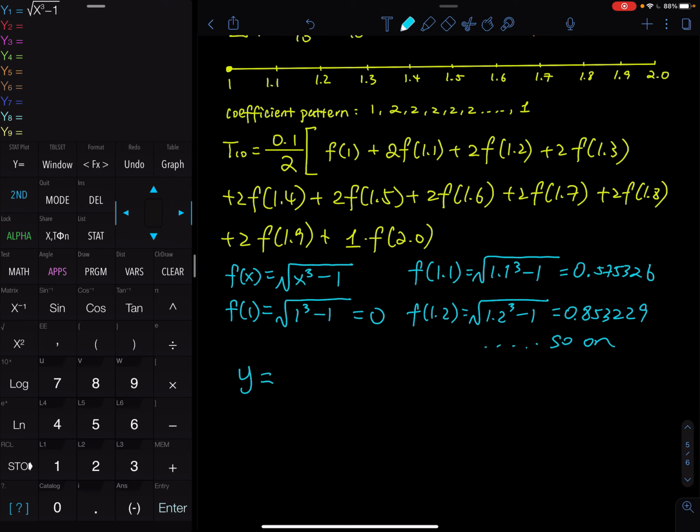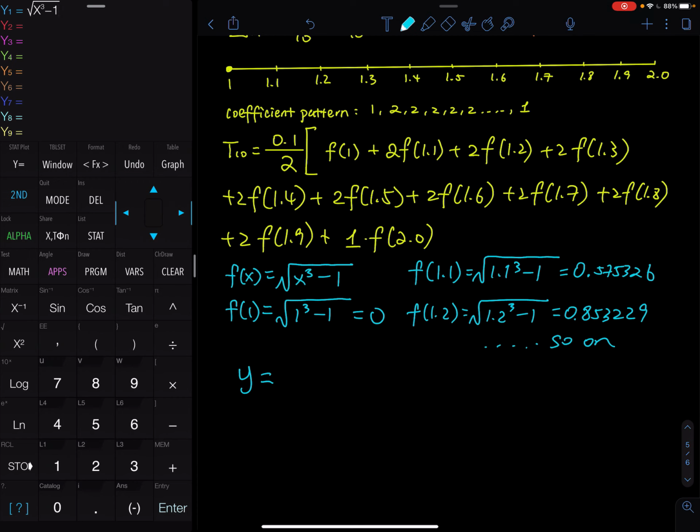We are not trying to graph this, so do not press graph. Do you have this? Y is equal to x to the third -1. And then I am going to get the table values. Before I get the table values, I need to set up my table.